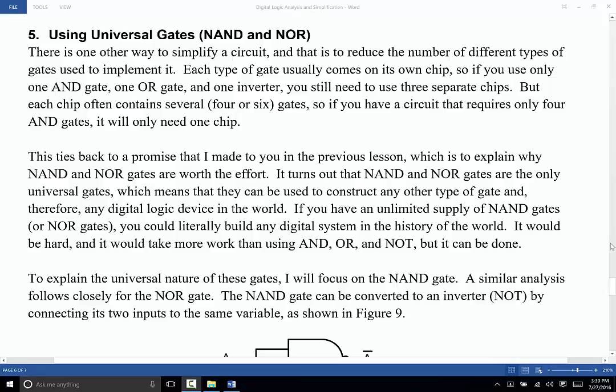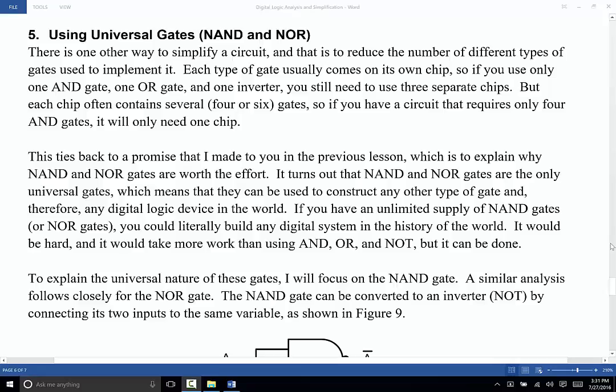I think the only promise that you have pending from me right now is to explain essentially what's up with NAND and NOR gates. Why do we care about NAND and NOR gates? Why don't you just keep those as just an AND gate followed by an inverter? And the answer is that it turns out that NAND and NOR gates are the only two universal gates. In other words, you could build any digital logic device just from an infinite supply of NAND gates or from an infinite supply of NOR gates. You don't even need both. You just need one or the other.